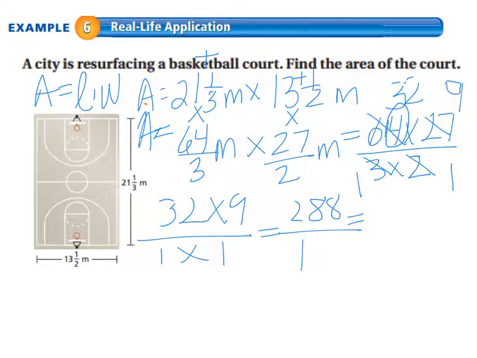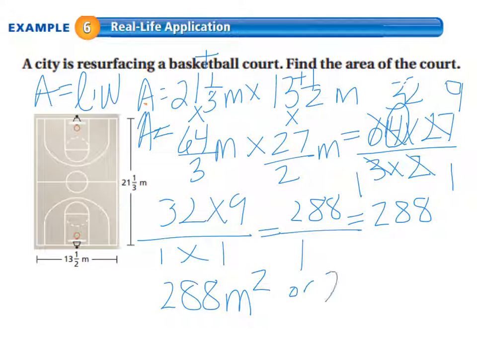32 times 9 is 288, and 1 times 1 is 1. Thinking back to what we know about fractions, any number where the denominator is 1 just gives us that numerator of 288. And thinking back again to area, we know that when we multiply meters times meters, we get meters squared. You can write that in one of two ways. You can write it 288 meters squared, or you could write 288 square meters.